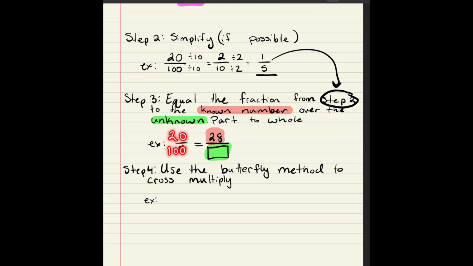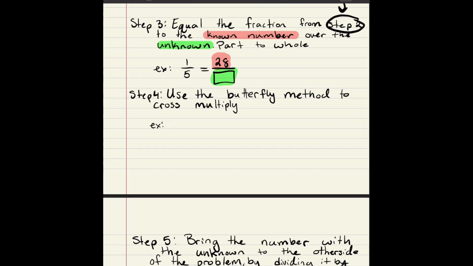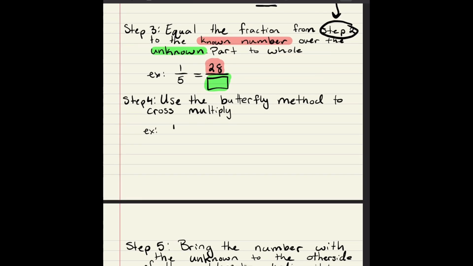20 over 100 is part to whole. 20 is a part and 28 is a part, just like 100 and this unknown are a whole. So see how they're lined up? The parts are on the top and the wholes are on the bottom. Now we need to use the butterfly method to cross multiply.